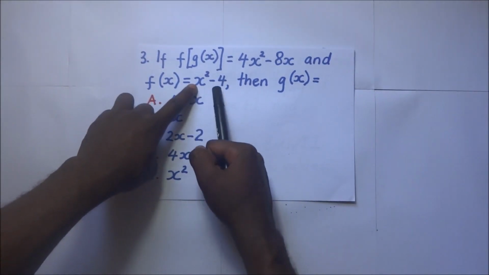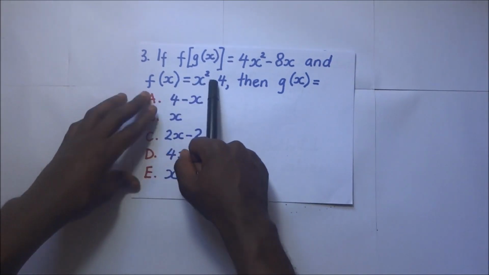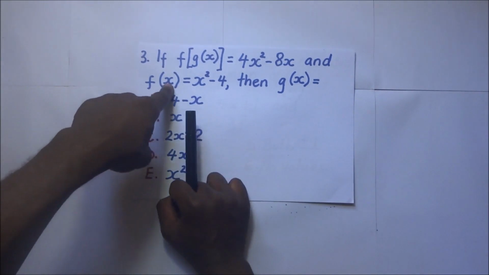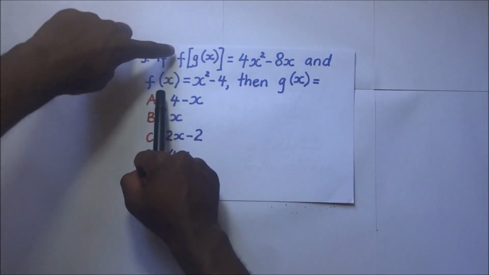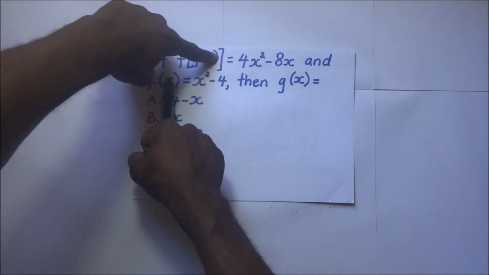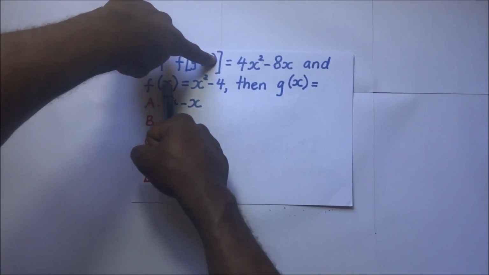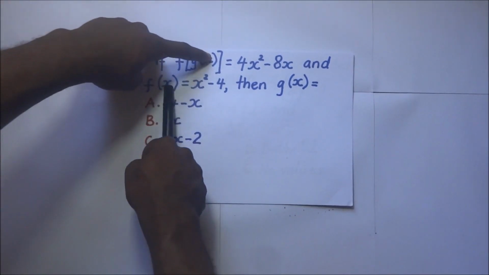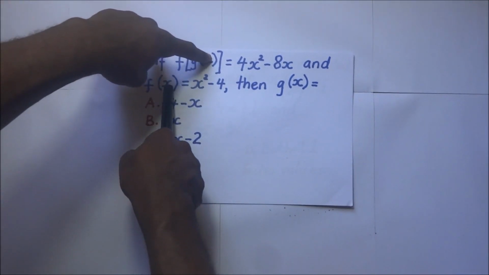And according to this expression, f of x gives us x squared minus 4, the input for f in this case was another function that we are calling g of x. So the question is, what is this function g of x? I may approach this in 2 ways. Let's look at the first way.